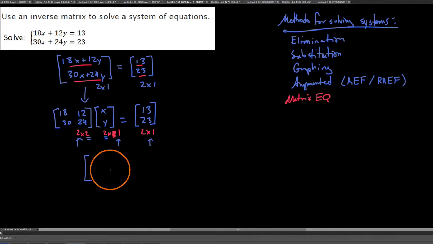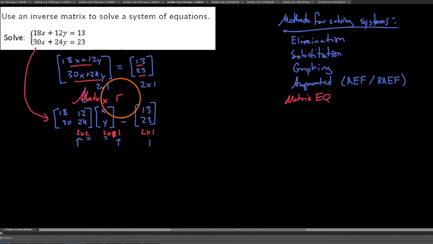If I were to write out this matrix, in order to get this entry, I would take this first row times this first column. You'll notice we get 18 times x plus 12 times y, which is precisely what you see in the first row, first column of this matrix. To get the second row, first column, we take the second row times the first column. We'd get 30 times x plus 24 times y, which equals 23. So I want everybody to see that this system can be written as a matrix equation.